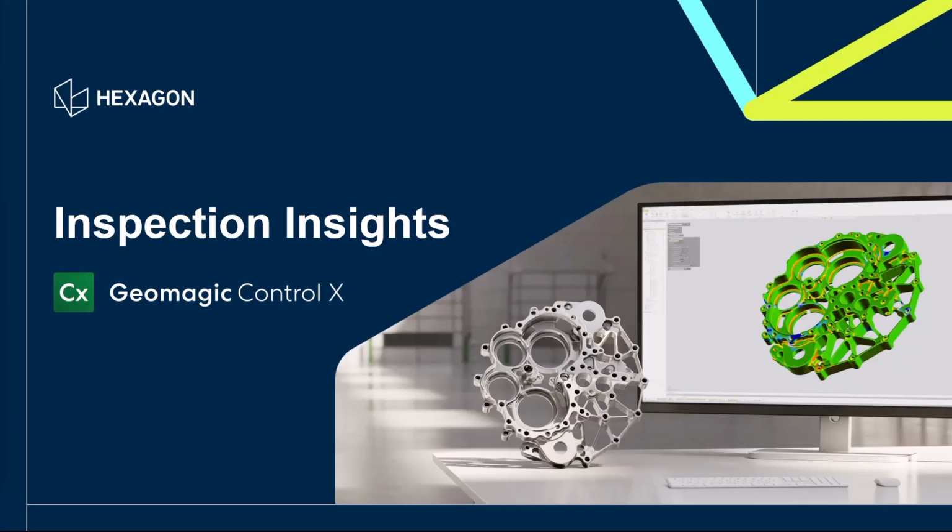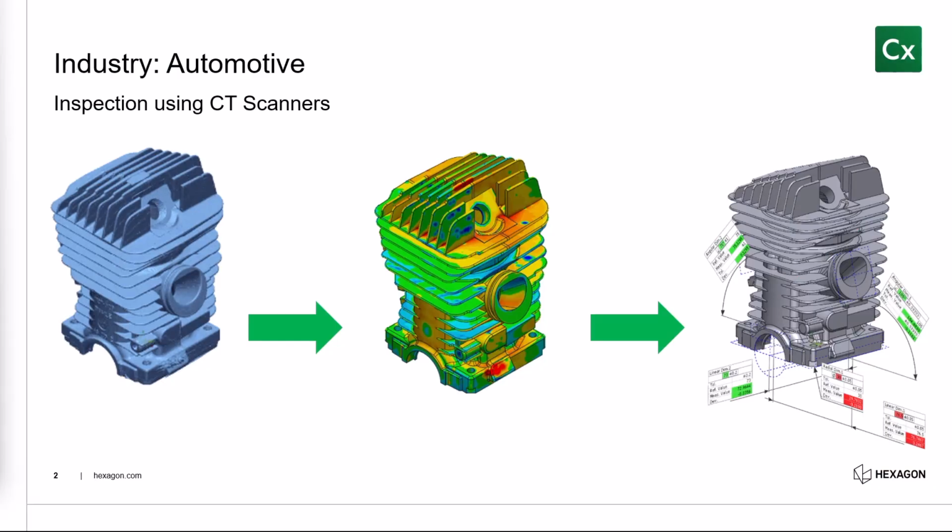Hey guys, my name's Sam Cheney and we are back with another episode of Inspection Insights where we cover different applications using Geomagic ControlX. Today on our agenda we are using CT scan data to inspect an automotive component.